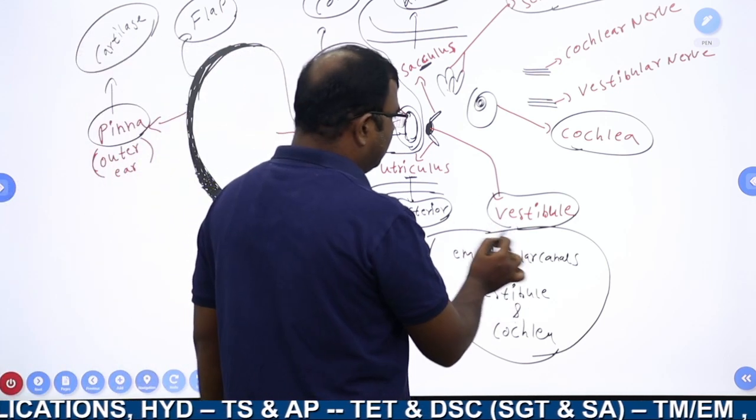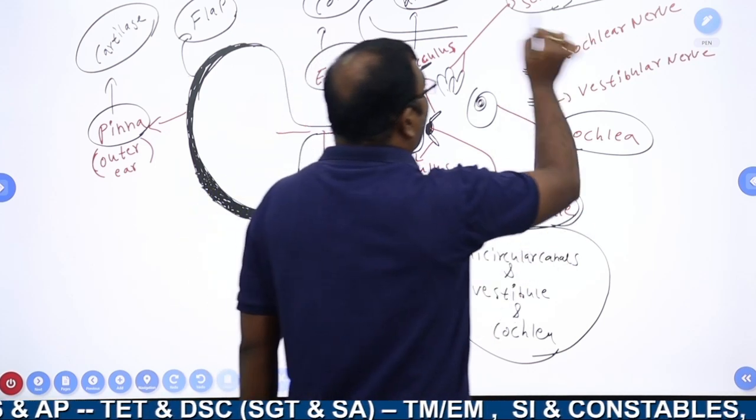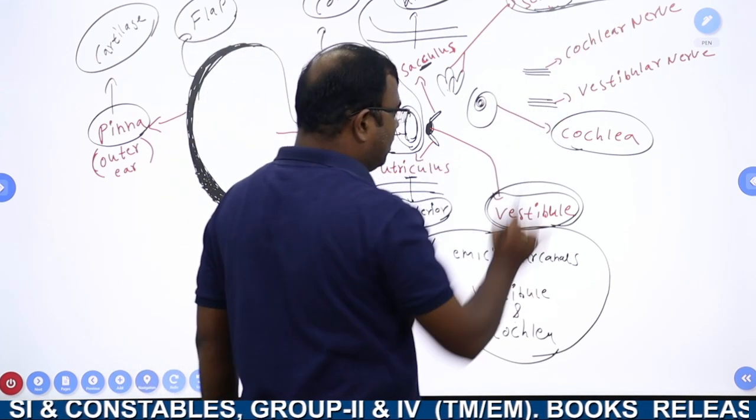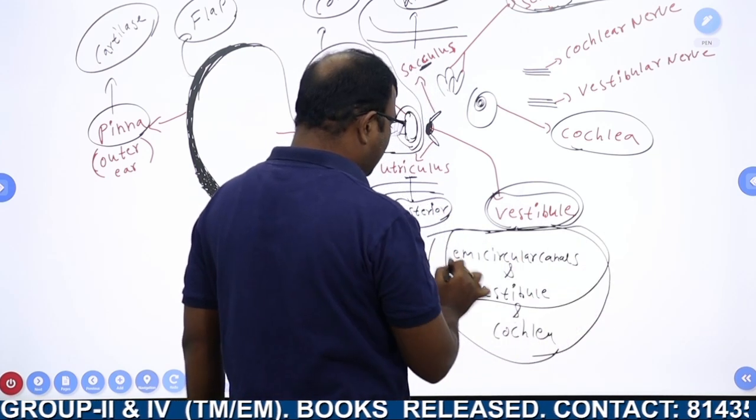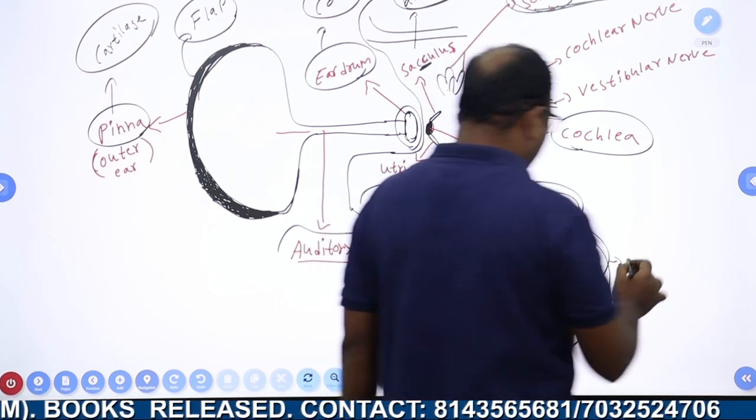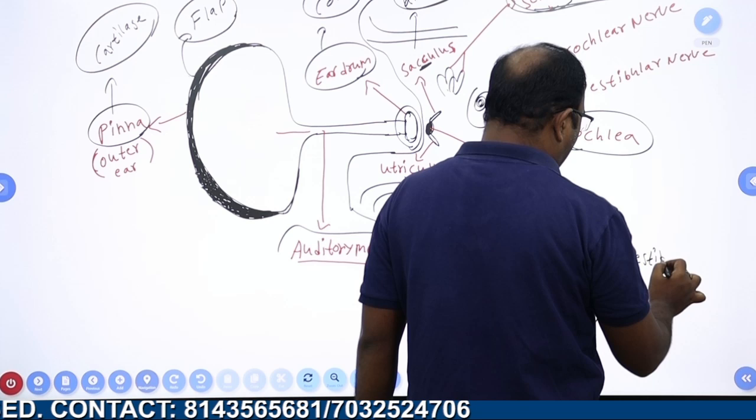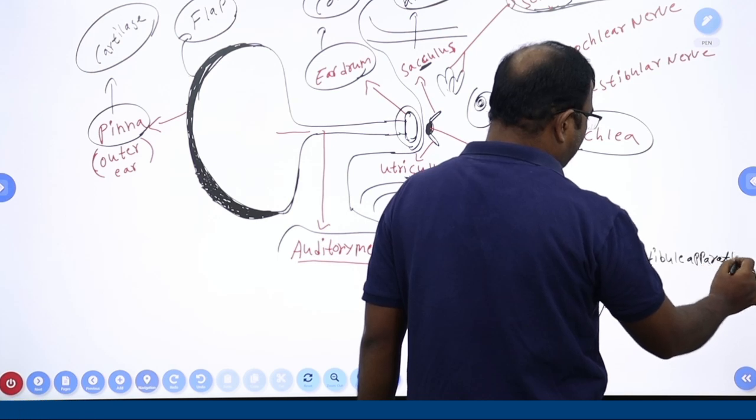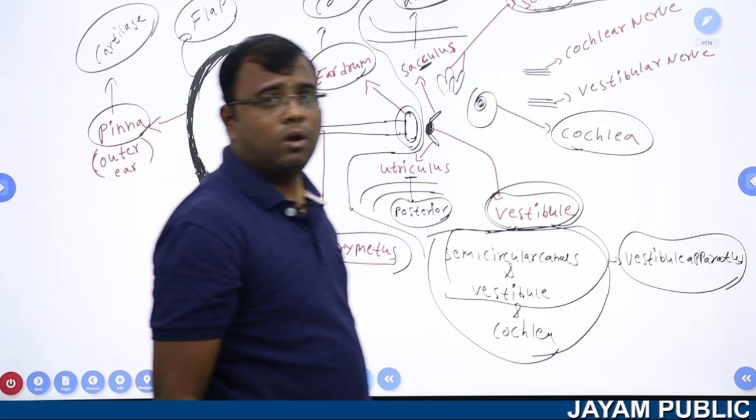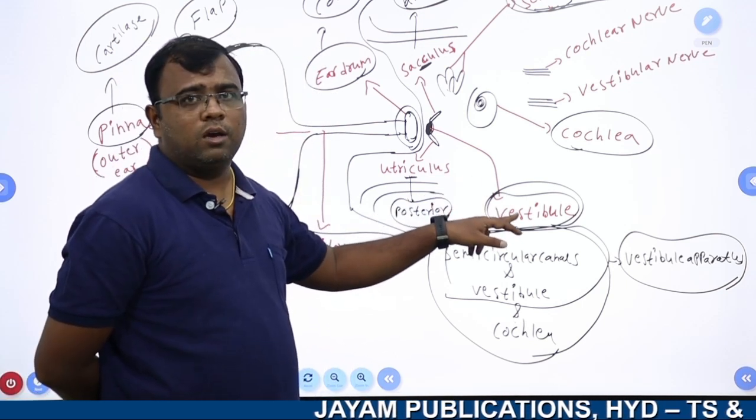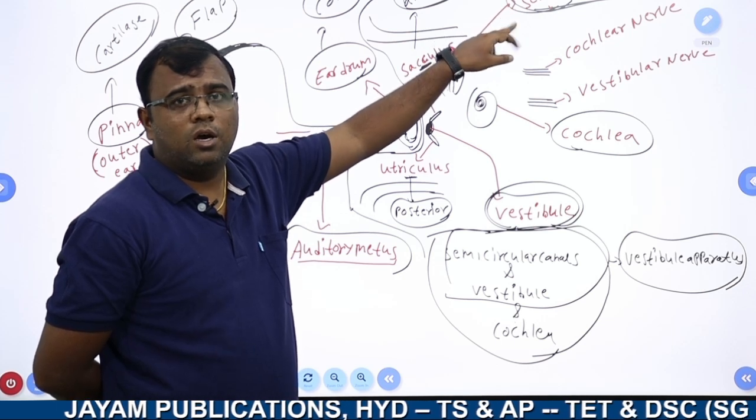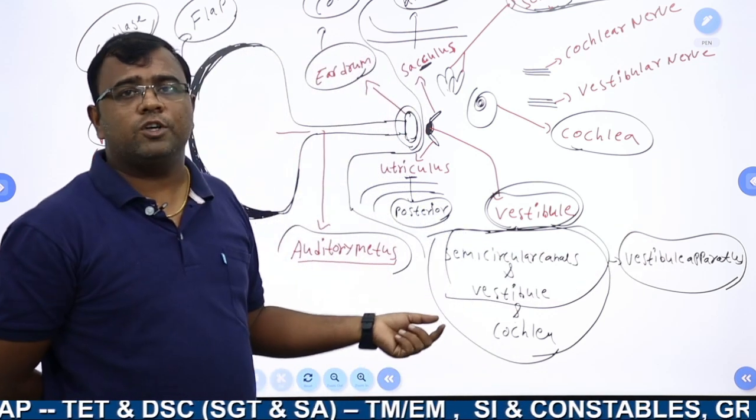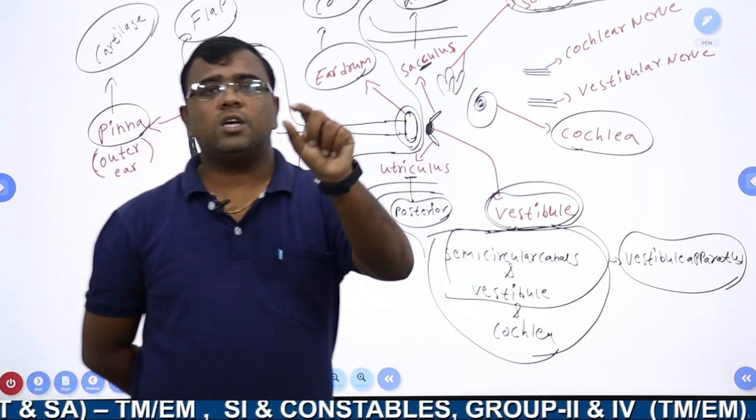The vestibule and the semicircular canals together form the vestibular apparatus. Look at this picture. The vestibule and the semicircular canals together form the vestibular apparatus. The main function of the vestibular apparatus is to maintain the body equilibrium.